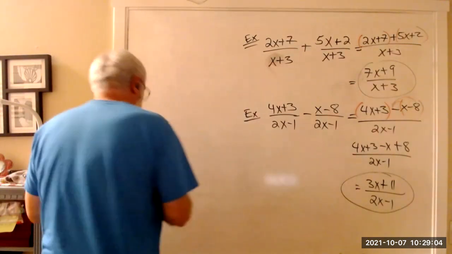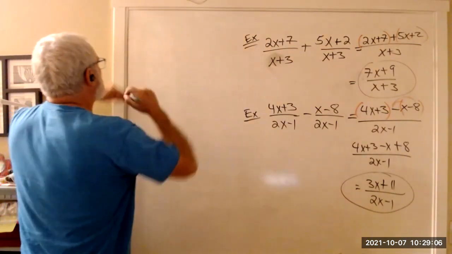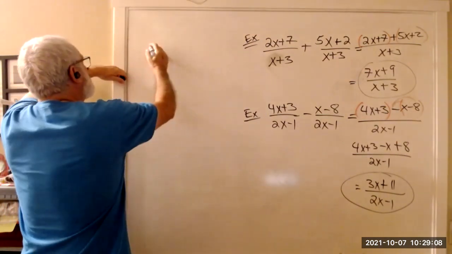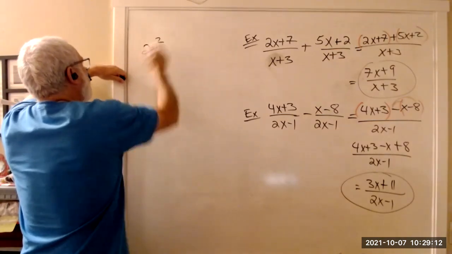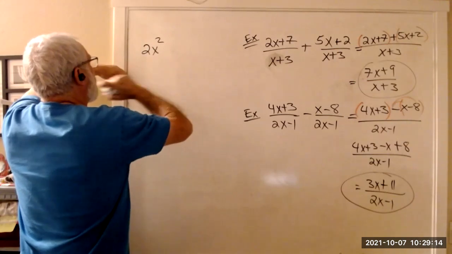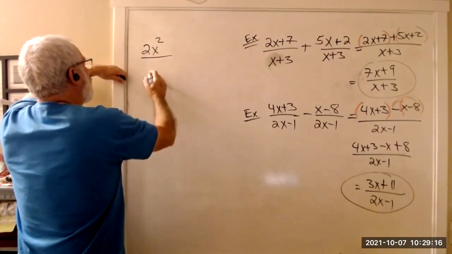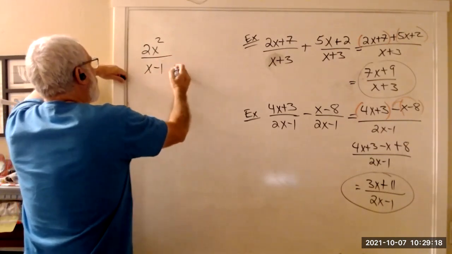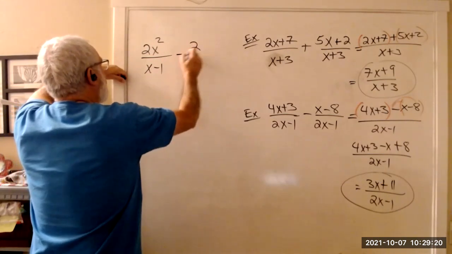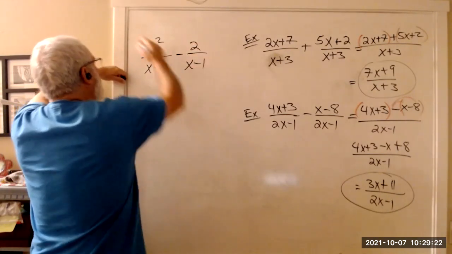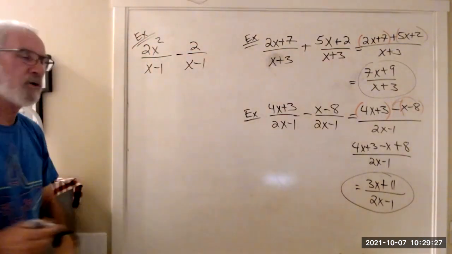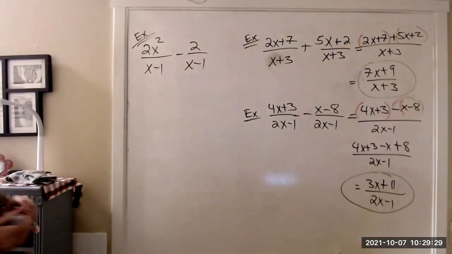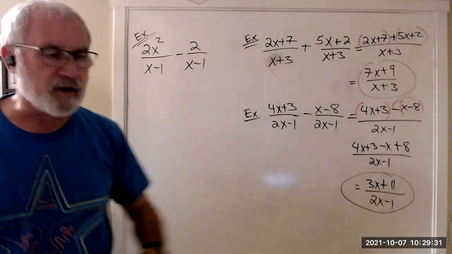Last example here. Okay, 2x squared over... okay. So we'll put it on pause. You guys try that problem as best you can.